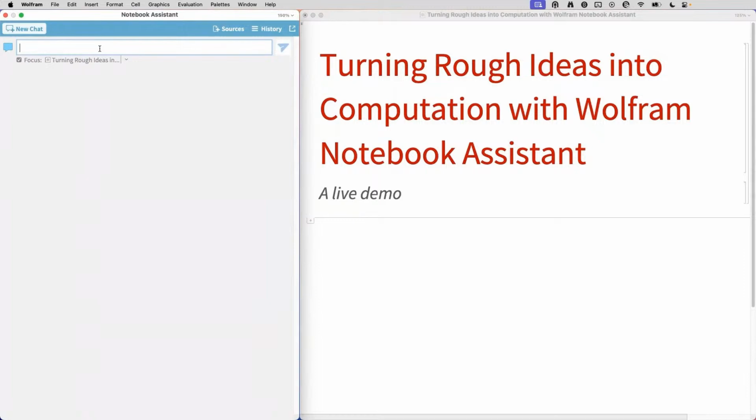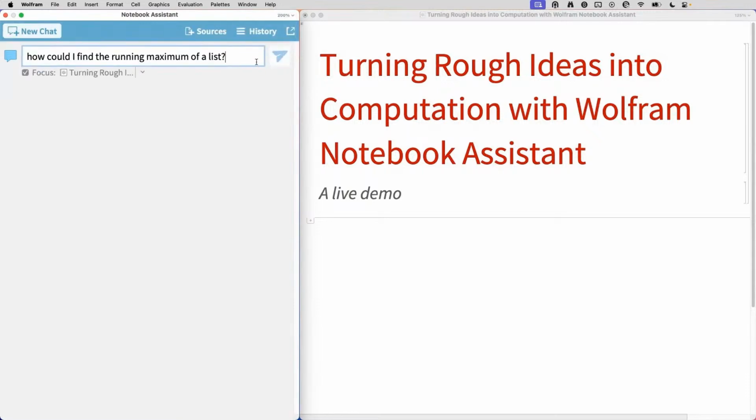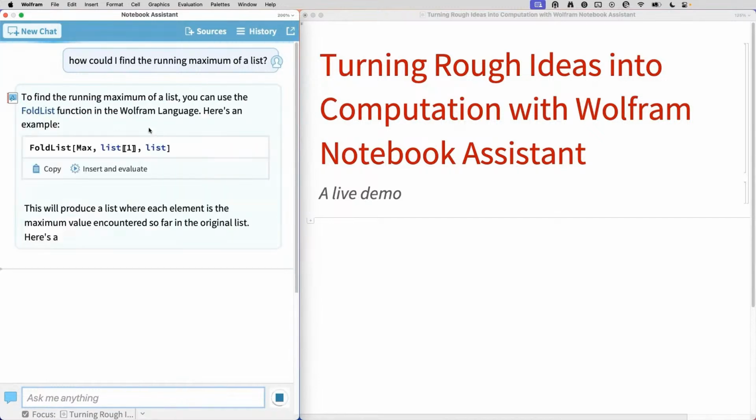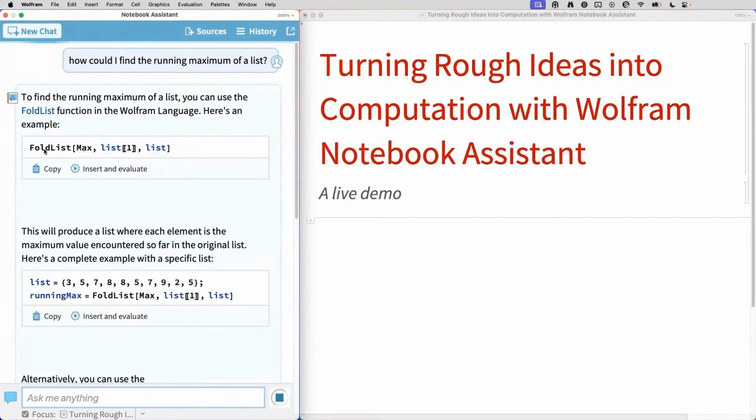We'll start kind of simple. Say I'm brand new to Wolfram language and I want to know how to do a basic programming task. Let me say something like, how could I find the running maximum of a list? Actually, let me bump the magnification here. It's a little bit small at 150 on this monitor. Maybe that's better for folks. And then I can just press enter. This gets sent to the assistant, and this gives us a nice little answer here.